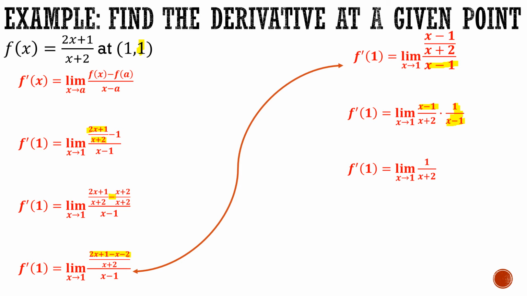Now the limit as x approaches 1 of 1 over x plus 2, very simply, all I have to do is plug in the 1, and I get 1 over 1 plus 2, which is 1/3. So the derivative at the point 1, 1 is 1/3.